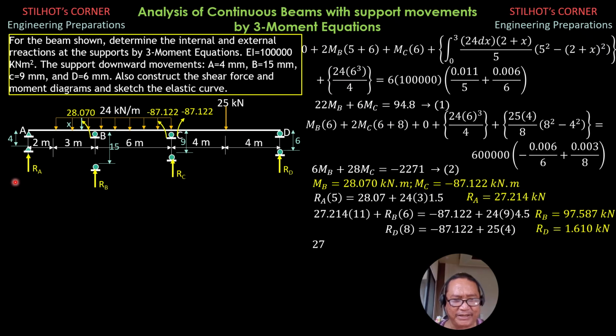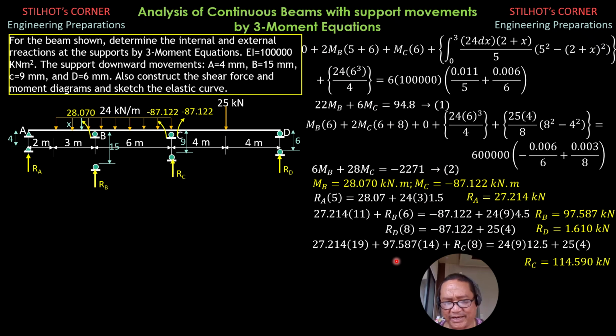So 27.214 times 19 plus 97.587 times 14 plus RC times 8 equals 24 times 9, 4.5 plus 8 is 12.5, and plus 25 times 4. Solving for RC is 114.590 kilonewtons. I leave the process of checking these reactions, vertical reactions, by summing up forces Y. I already checked that. You verify that the answers are correct.